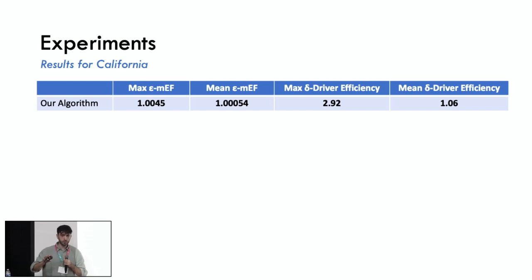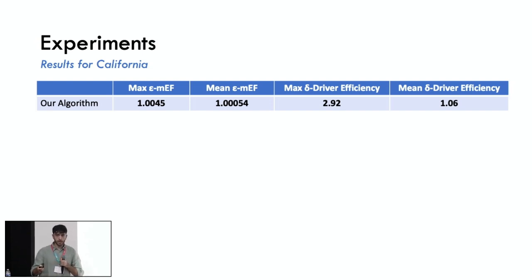But the important thing to note here is that on average, the truck drivers didn't need to travel more than 1.06 times their optimal distance. So on average, the driver efficiency was much better than the upper theoretical bound.